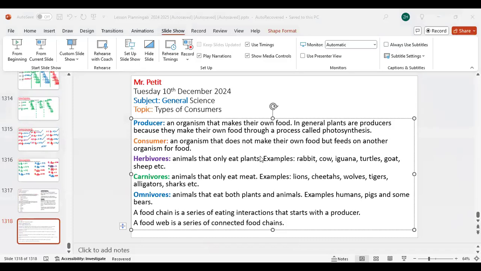Let me show you the food chain. Humans on top. I want to show you.